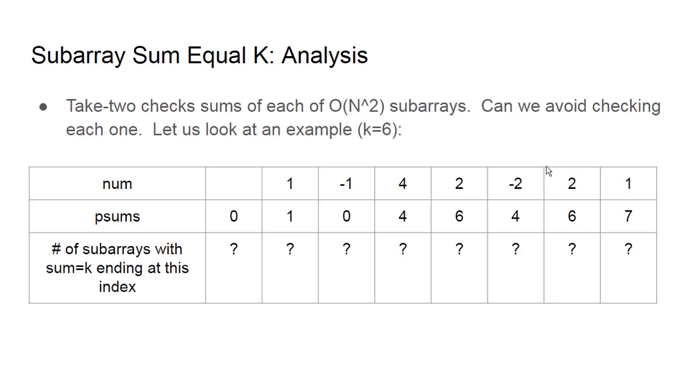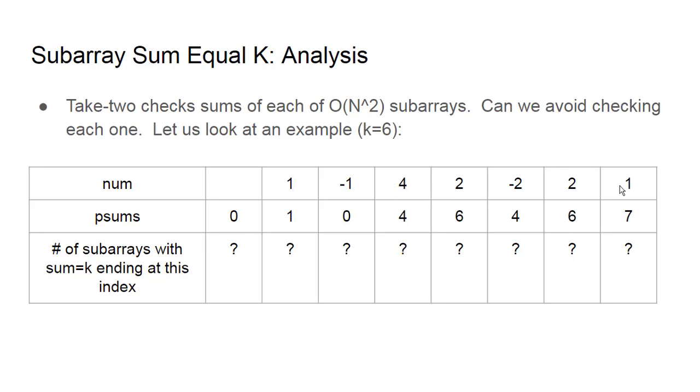So the previous approach checks every one of the big O n squared subarrays. If we want to get a faster algorithm, we have to avoid checking every subarray. So can we do that? Now let's look at this example again.